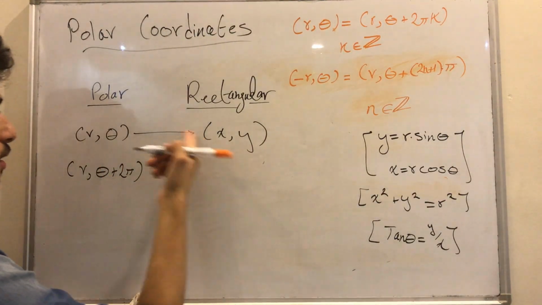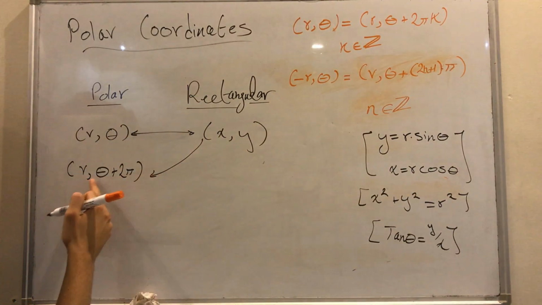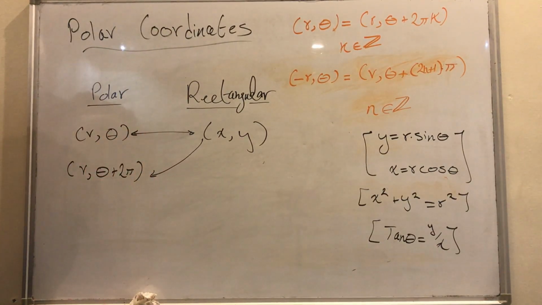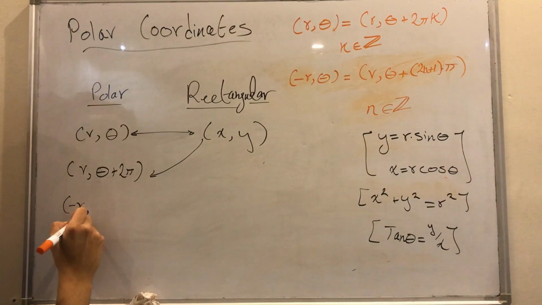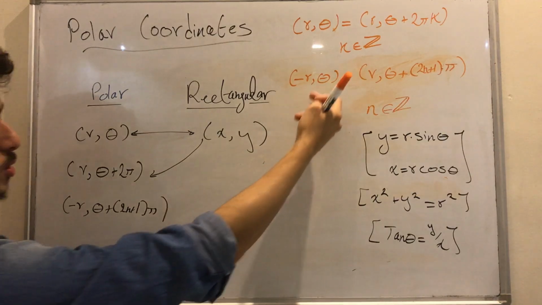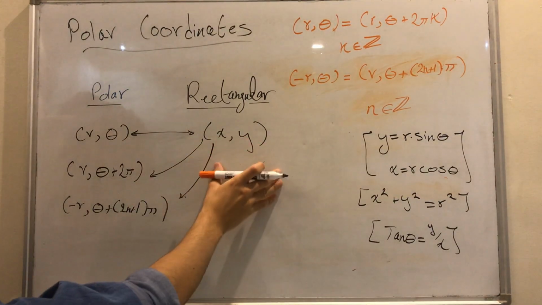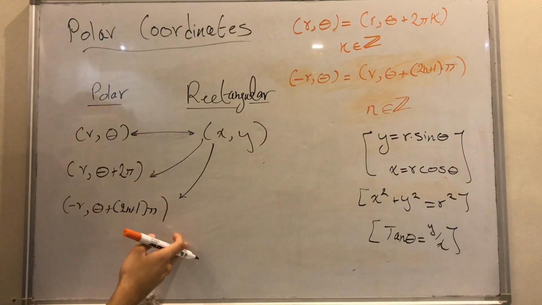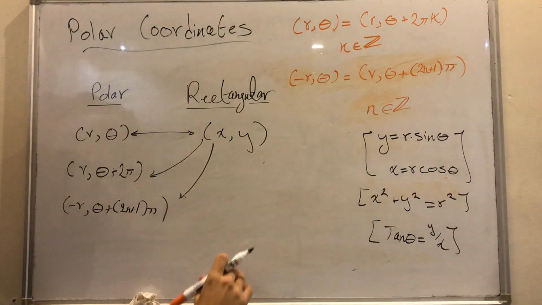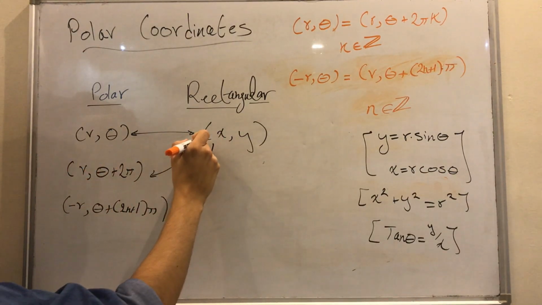So I can either go like this, we go from x, y to r, theta, or I go from x, y to r, theta plus 2 pi. Remember, these are equivalent, so both answers would be correct. I could also go to negative r, theta plus (2n plus 1) pi, and this comes from our second equation over here. And so going from rectangular to polar, I end up with multiple answers which are essentially equivalent. Going from polar to rectangular, well, I end up with one answer, and I could choose to start from any of these, and I'd end up in the same place.